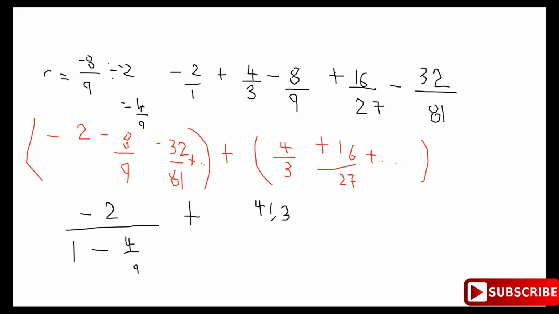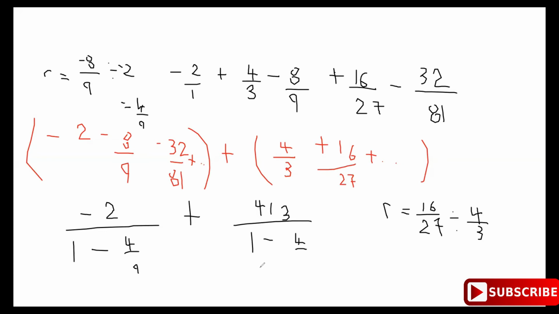divided by 1 minus, I work out the common ratio for here, 16/27. R, of course, is 16/27 divided by 4/3. So I work that out, and what I'm going to get is 16/27 divided by 4/3 is 4/9. So this is 1 minus 4/9.